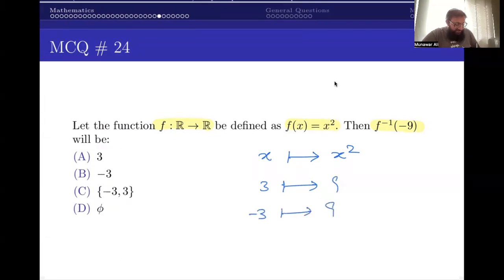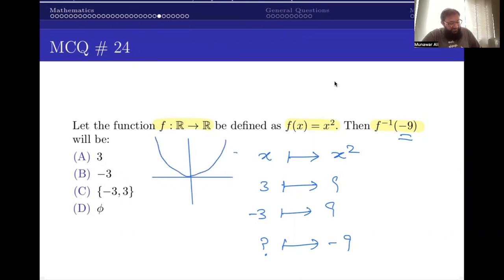But I ask you now, give me something whose answer is -9. I don't have that value whose answer is going to be -9. So in other words, I cannot find the inverse of this function. And what is the reason behind that? Because this function looks like this, and if you apply the horizontal line test, you can see there are 2 points where the horizontal line cuts the graph of the function. So this function is simply not invertible.